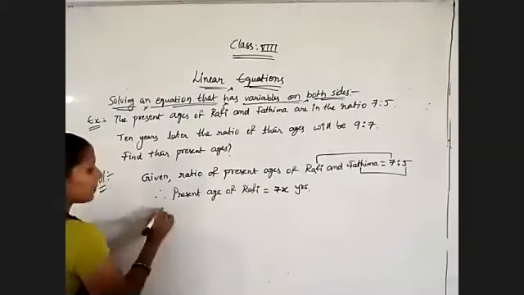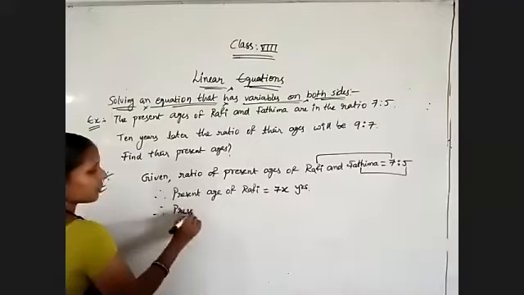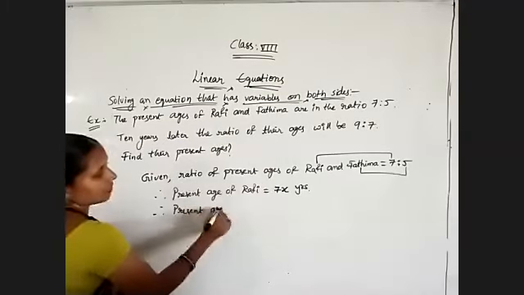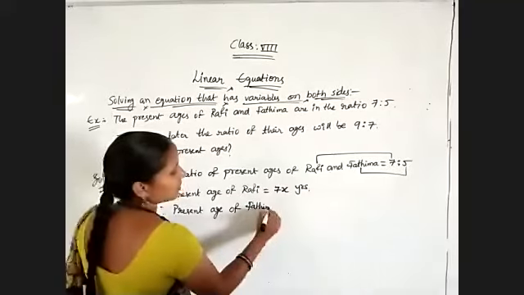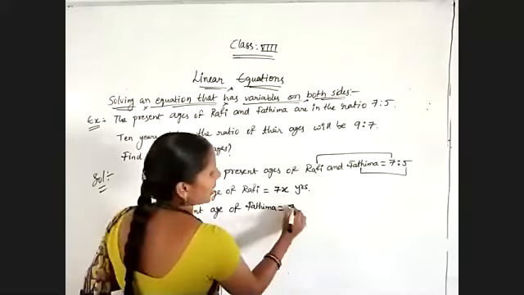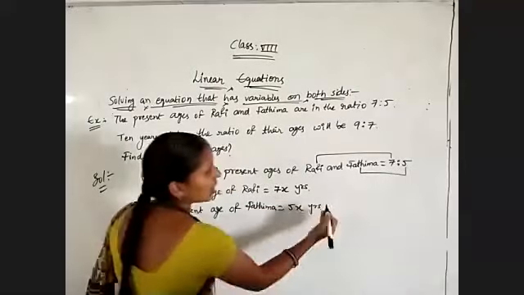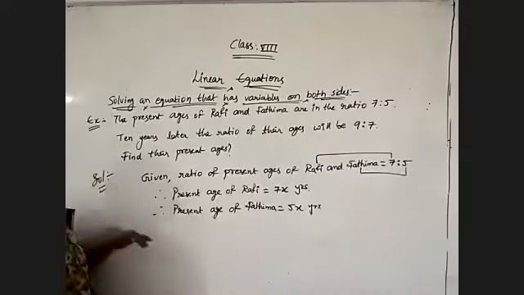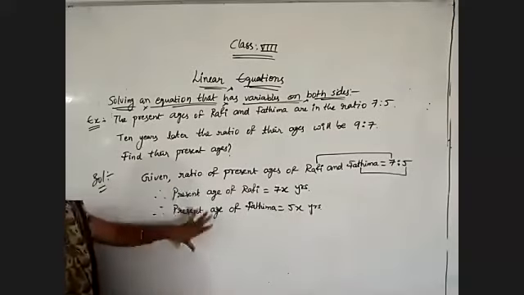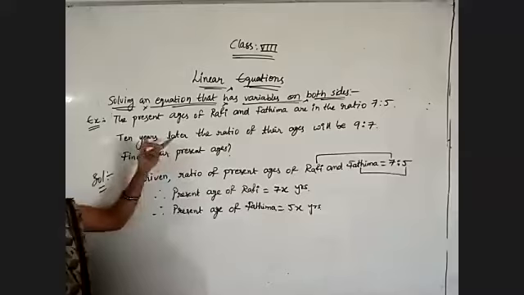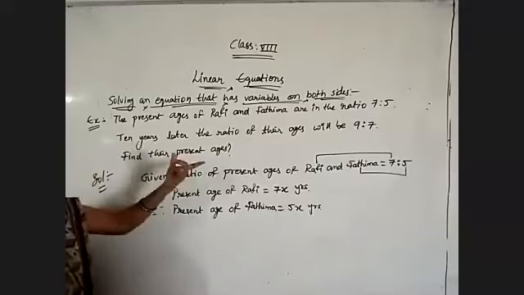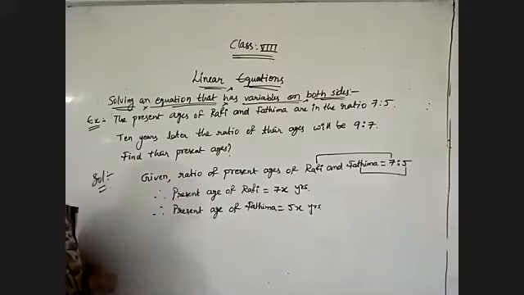And the present age of Fatima is equal to 5 parts, that is 5x years. Okay. Now, for the first condition, this is the result. After 10 years, the ratio of their ages will be 9:7.